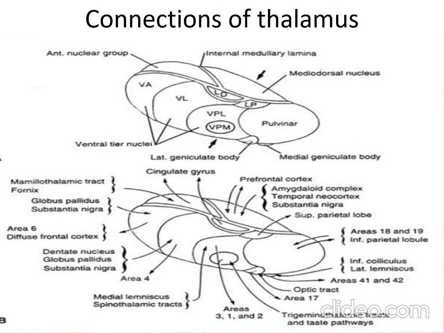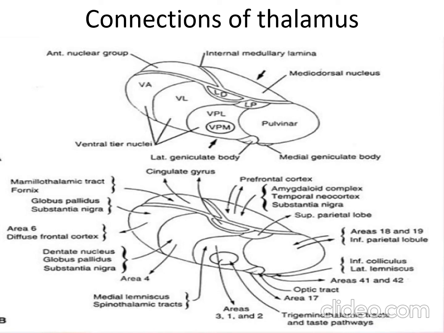And the ventroposterior lateral receives general sensation from all parts of the body and sends its efferent impulses to the areas 3, 1 and 2, which are located in the parietal cortex, and the ventroposterior medial nucleus receives the general sensation from the head and sends its efferent to the sensory areas 3, 1 and 2. And this ventroposterolateral and the ventroposteromedial play an important role in sensory integration.